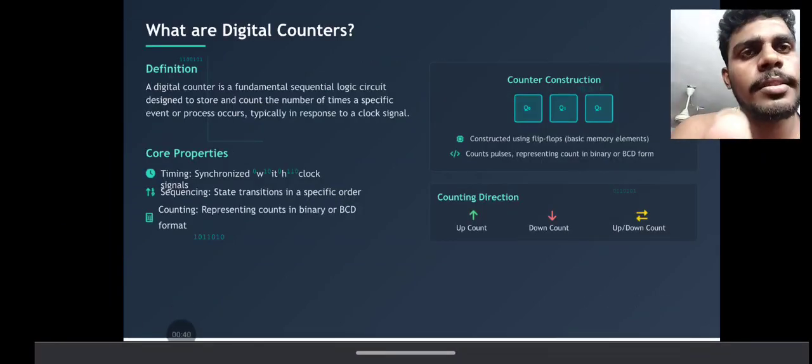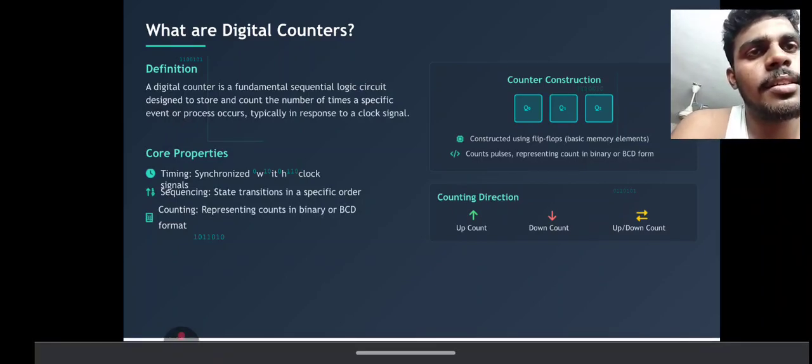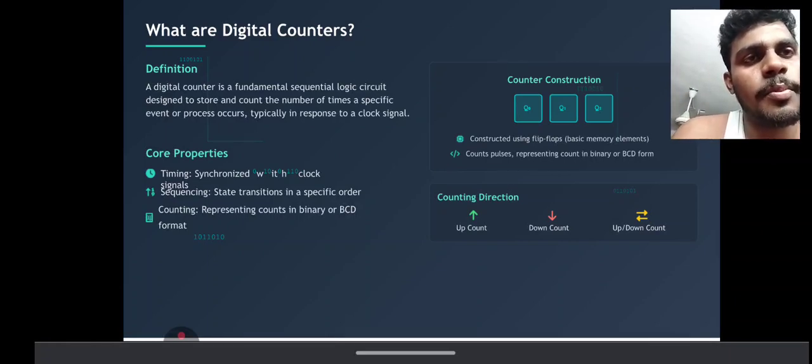What is a digital counter? Definition: a digital counter is a fundamental sequential logic circuit designed to store and count the number of times a specific event of a process occurs, typically in response to a clock signal. Core properties: timing synchronized with the clock signal, sequencing the state transitions in a specific order, and counting representations in binary or BCD formats.